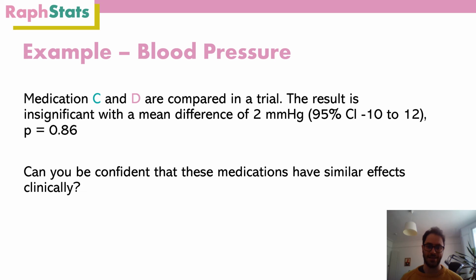This is a second example. We've got medicines C and D, which we're comparing in a trial. We find an insignificant result with a mean difference of 2 millimeters mercury and wide spanning confidence intervals all the way from minus 10 to 12. This is obviously going to give us a very high p-value, which is listed here. Now, I'll give you a little time to think: can we be confident that these medications have similar effects clinically? What do you think?